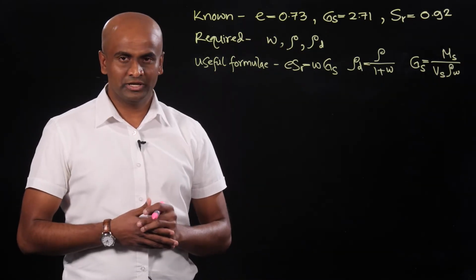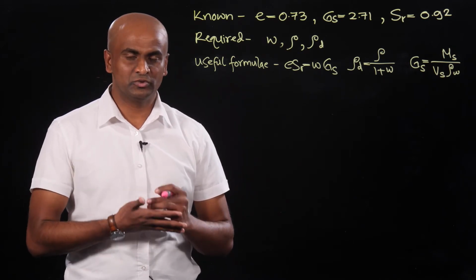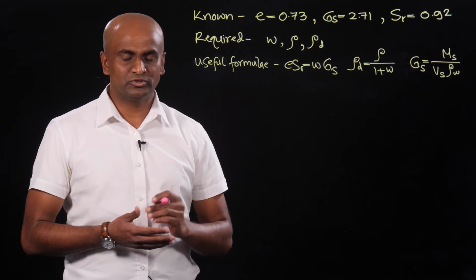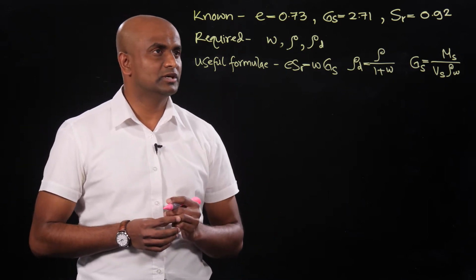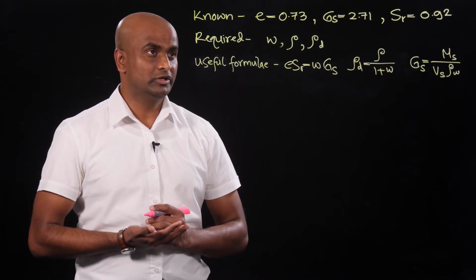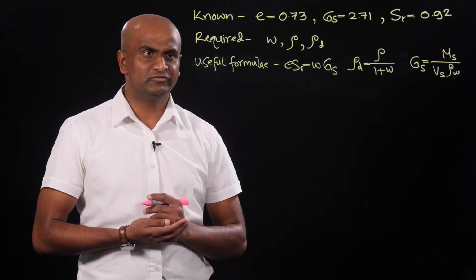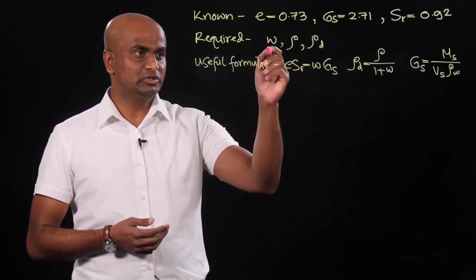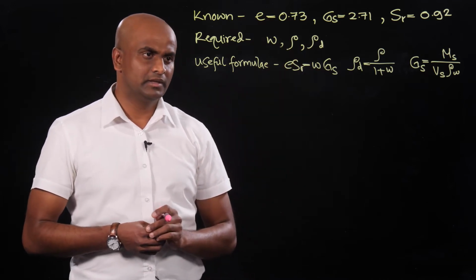It is always a good idea to note down the known information given in the question, what you need to calculate, and the useful formulas. So I have written down the information taken from the question here. The void ratio and specific gravity, degree of saturation are the given information, and you need to calculate the water content, bulk density and the dry density.